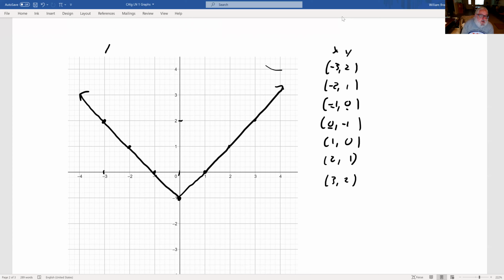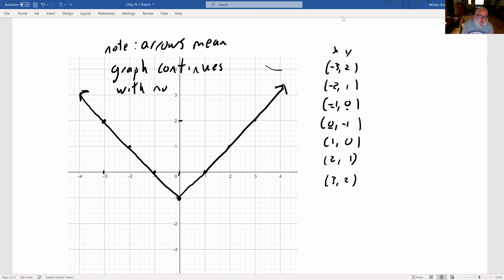And the arrows here and here. The graph just keeps going in that direction. It doesn't do anything goofy. It doesn't start waving around or anything.